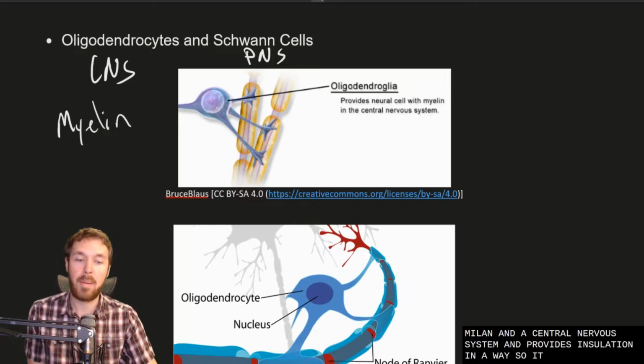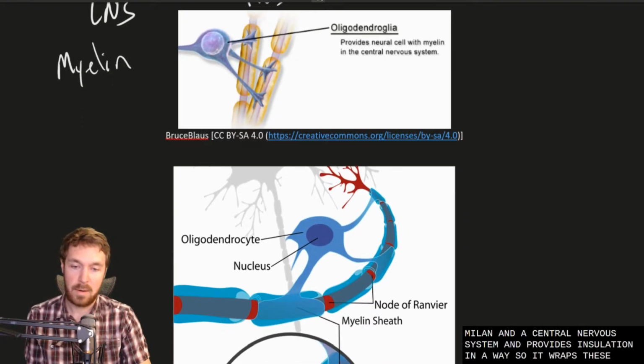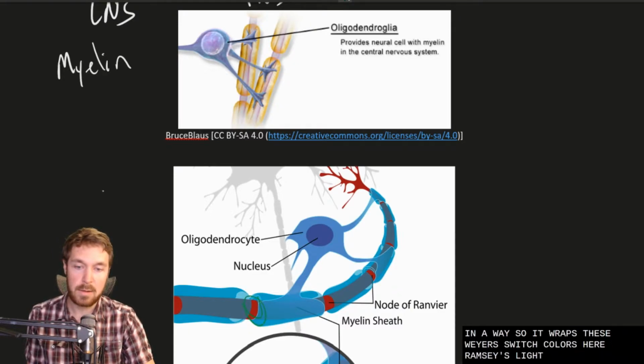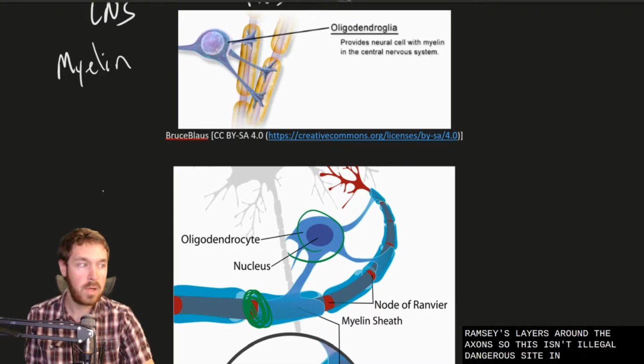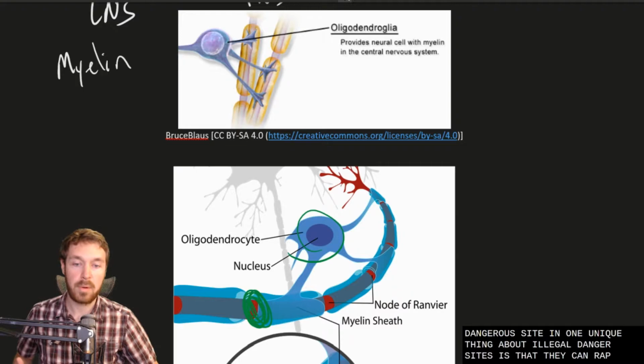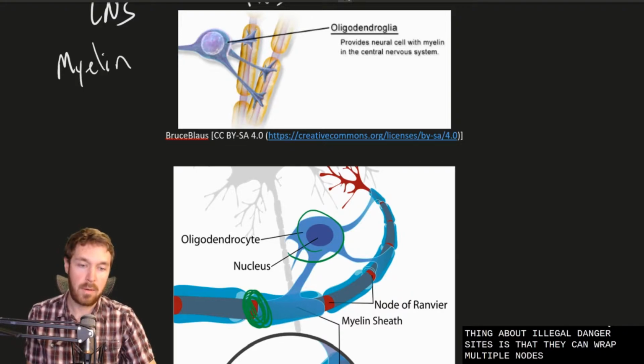It wraps these layers, let's switch colors here, wraps these layers around the axons. So this is an oligodendrocyte, and one unique thing about oligodendrocytes is that they can wrap multiple nodes. Individual ones here, these are called nodes of Ranvier, and these are these little gaps.